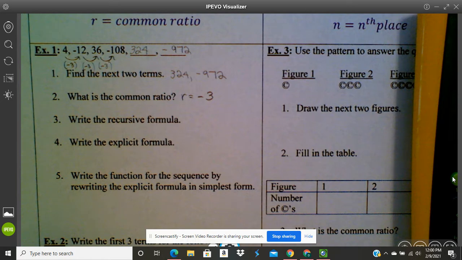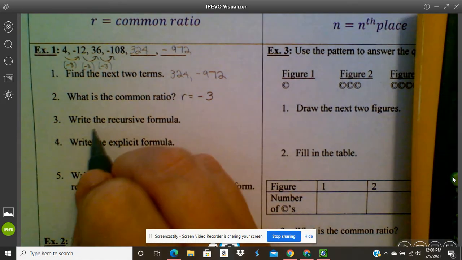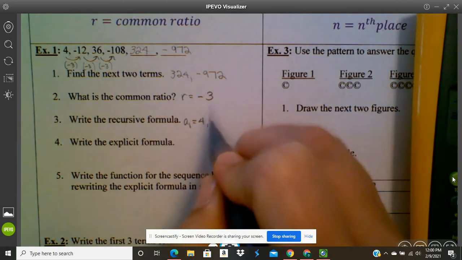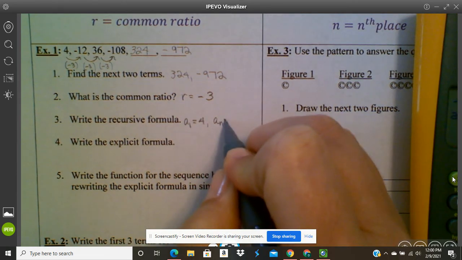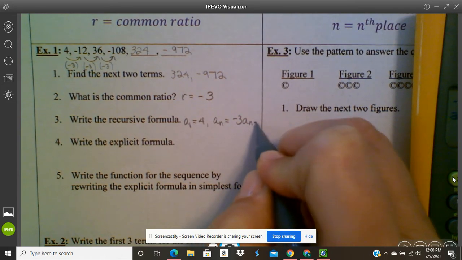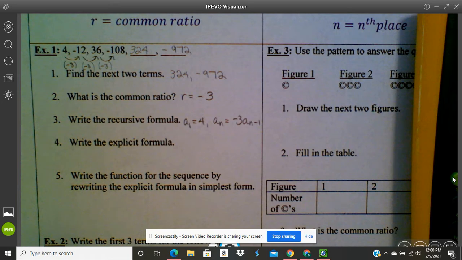Now I want the recursive formula. For the recursive formula, I know that my first term is 4, and I get my next term by multiplying -3 times my previous.